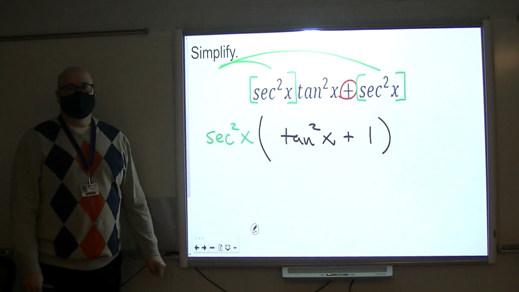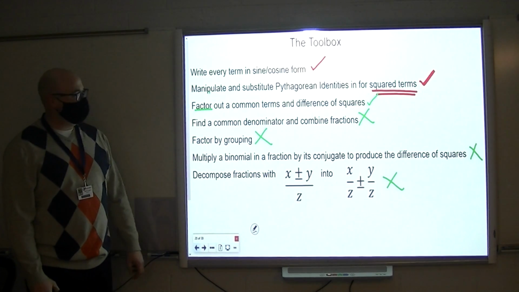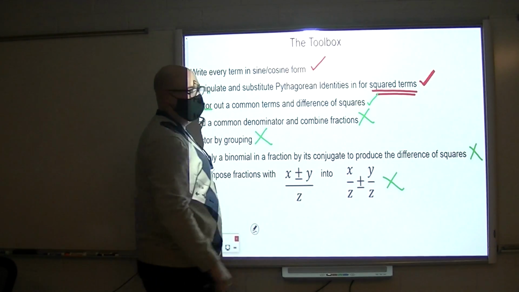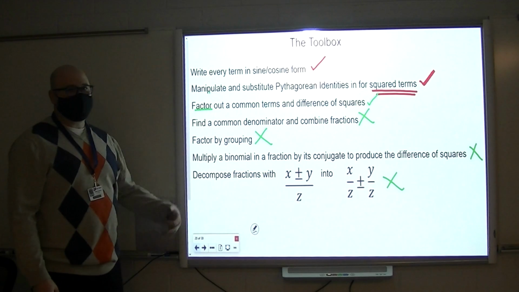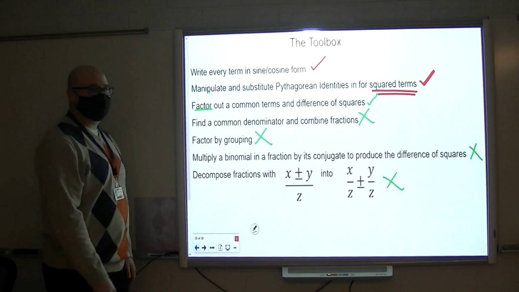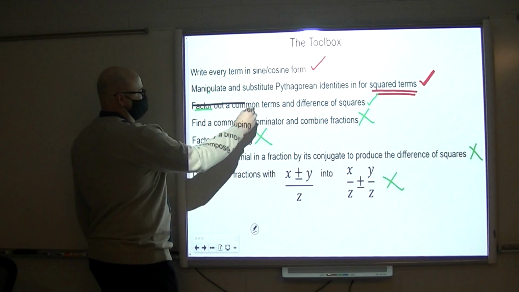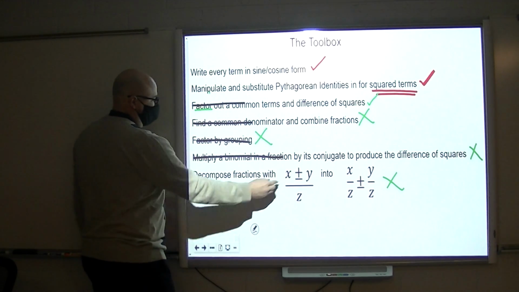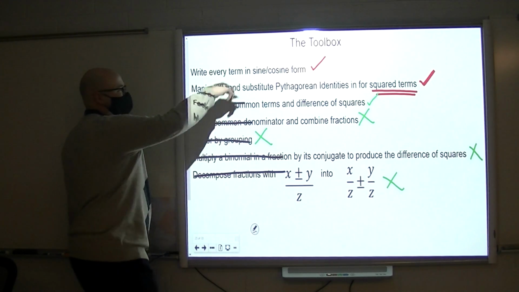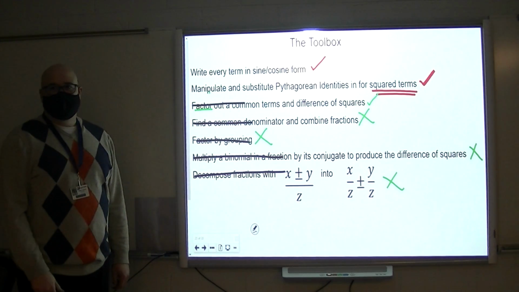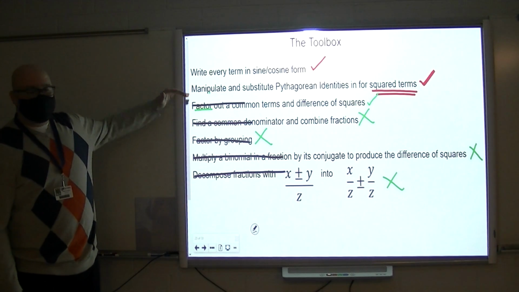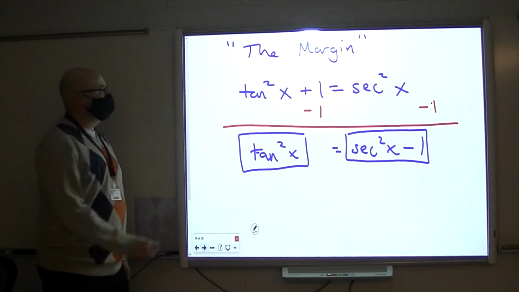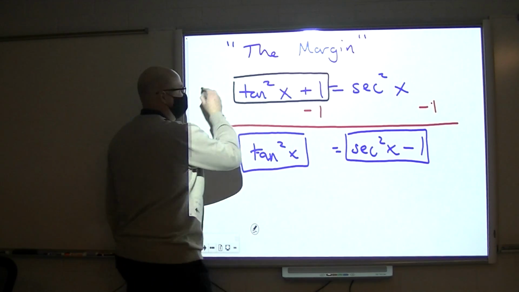But from here, if I look at my toolbox, I say, okay, what now? Well, I still got these squared terms. I still don't have any fractions, and I did all of the simplifying. So since I just did this, and I don't have 2 fractions, and I can't factor by grouping, and there's no fraction here, and there's no fraction here, I'm left with these 2 options. Now, the Pythagorean identities that we're familiar with, we just had this one in the previous example. This is what I mean when the radar starts to go off.